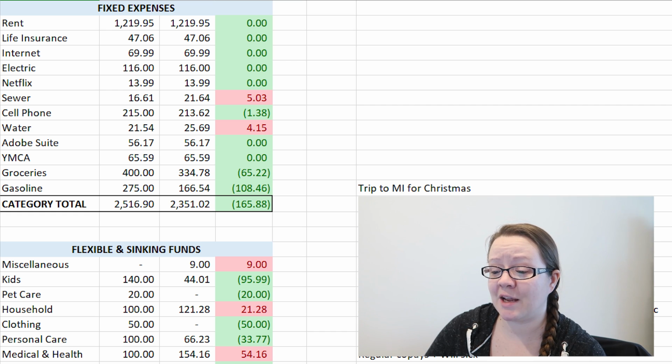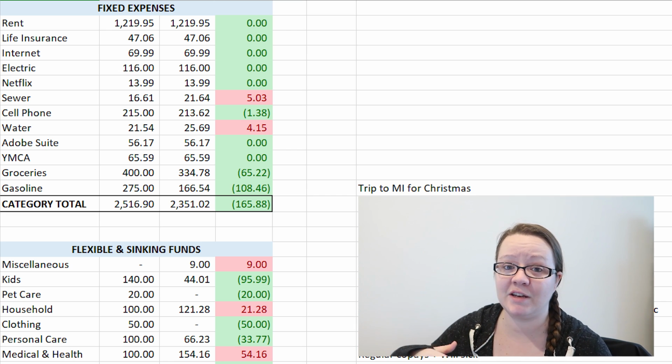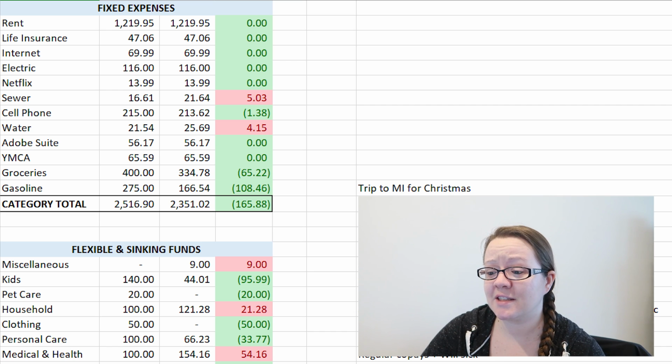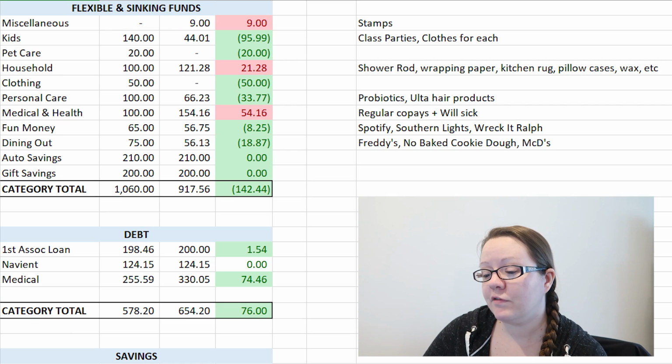Gasoline, gas prices were super cheap. I was really surprised. I budgeted $275 for all of our standard running around here at home, and then the drive to Michigan, which I knew we would be visiting families and all sorts of stuff. We only spent $166, so we saved $108 in that category. So for the fixed categories overall, we came in under budget by $165.88. So pretty good.